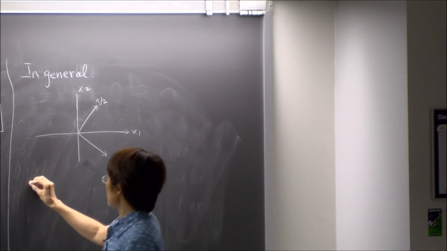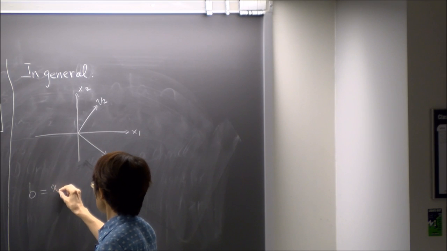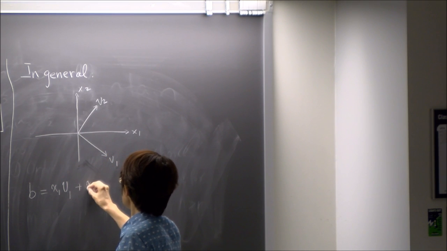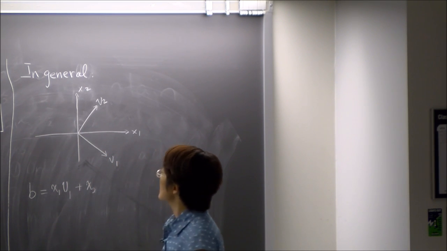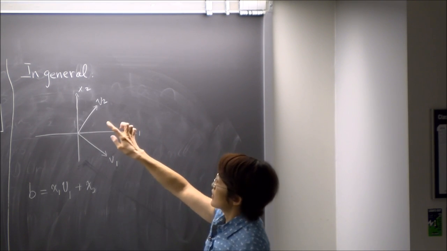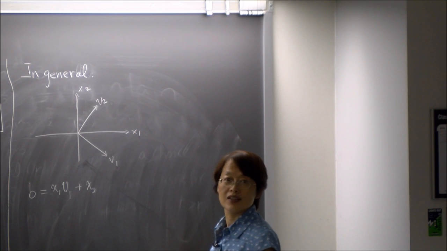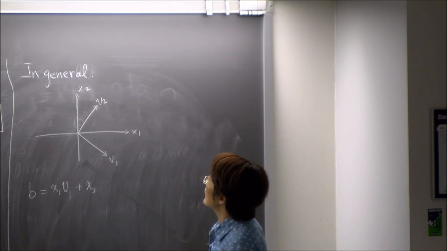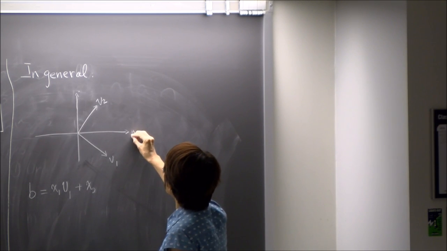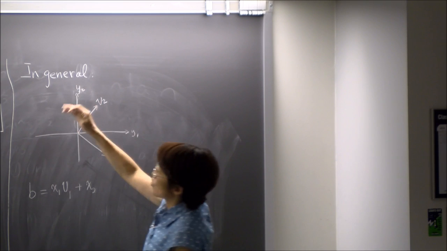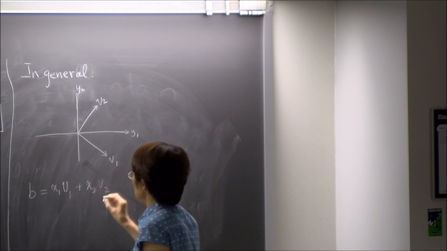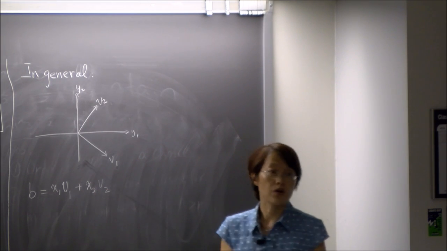So I want to express b as x1, a number, a coefficient, times v1, plus x2 times v2, where x1 and x2 are non-negative. Now, this is not very good. I should not write x here, because these x are not these x. Can we say these dimensions are y's? Would that be okay? y1, y2, this is just where I draw my graph, okay?